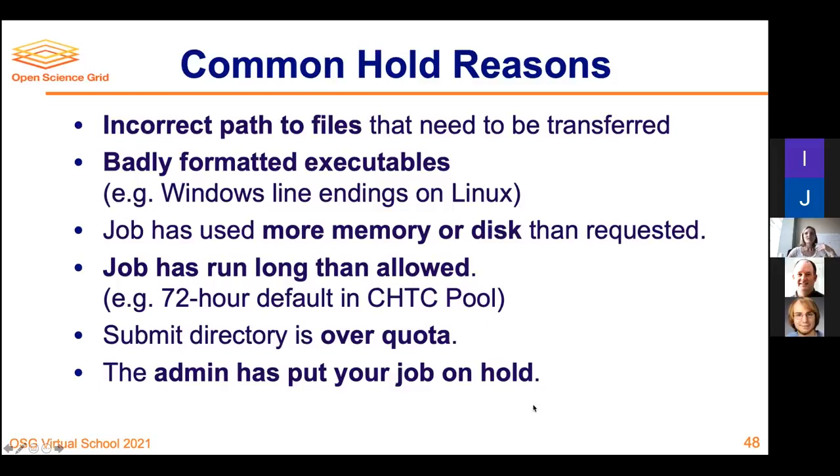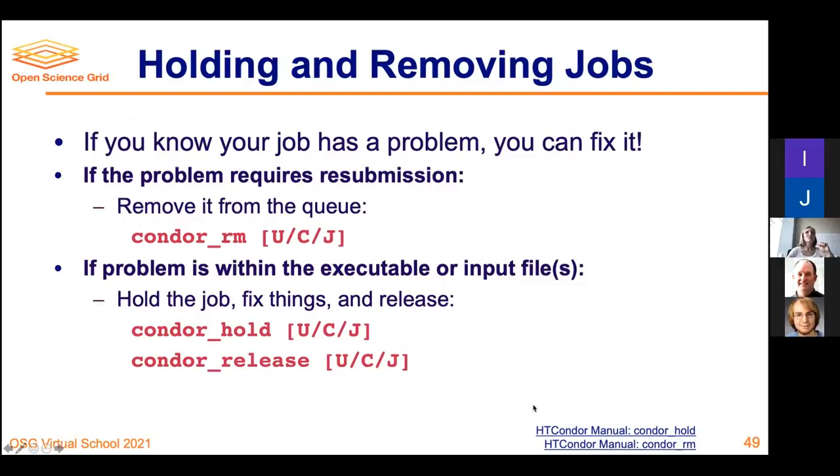And there are other reasons, but these are some of the most common ones you might run into. Holding and removing jobs. Let's say you know that your job has a problem, like your executable has a bug, and you've got a bunch of jobs that haven't even started yet. You want to keep them from running, so you can fix that while leaving the jobs in the queue. However, if the problem requires that you resubmit, like a typo in your submit file, or you need to request more memory, you should remove the jobs, update the submit file, and submit. And then your submit file is also still a record of how you fixed that problem.